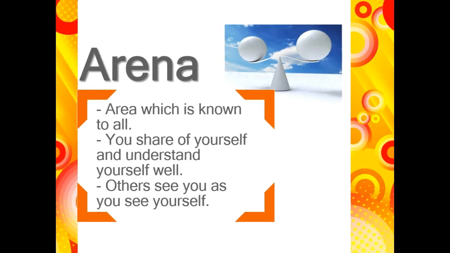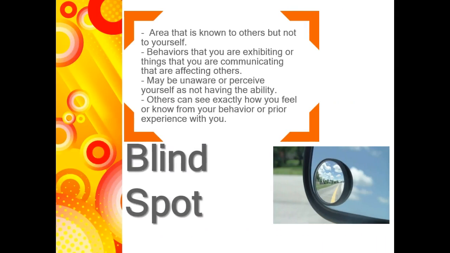Then there is the blind spot. The blind spot is that area, kind of like in your car, just like you see that car window down there, the area that you can't see, that's what your blind spot is. The blind spot are ways that other people see you. They're skills, qualities, traits that other people see in you, but perhaps you're not aware of yourself.